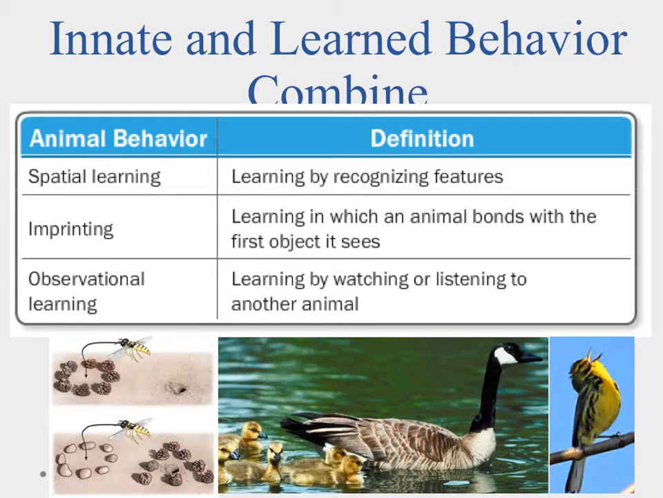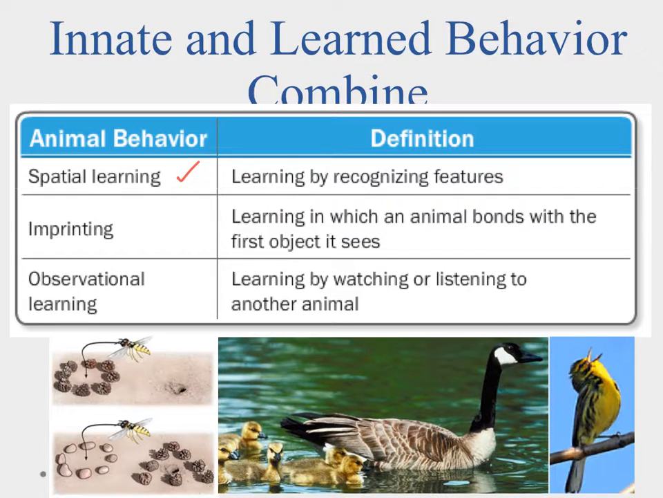Now, sometimes we can have a combination of innate and learned behaviors, and it forms a more complex behavior. We'll talk about a couple of those now, but you'll get a little bit more in the lessons. The first is this idea of spatial learning, and that's done by recognizing features.